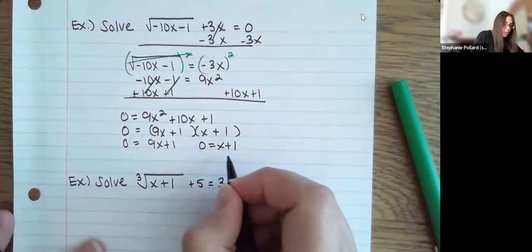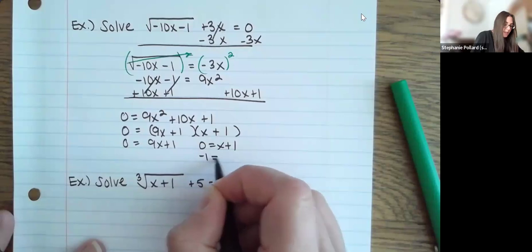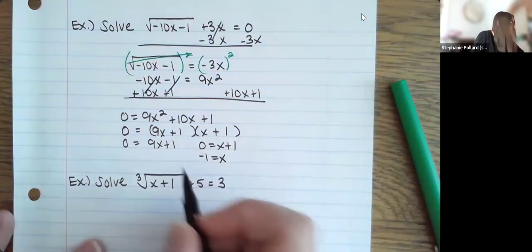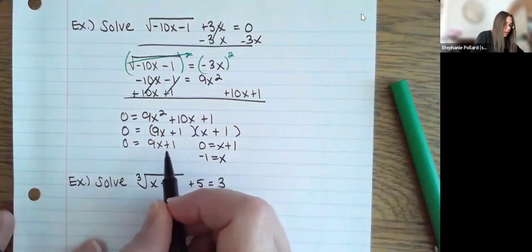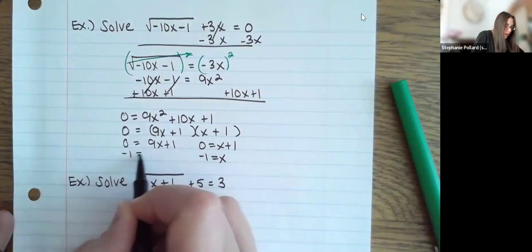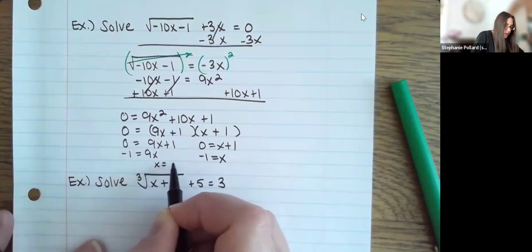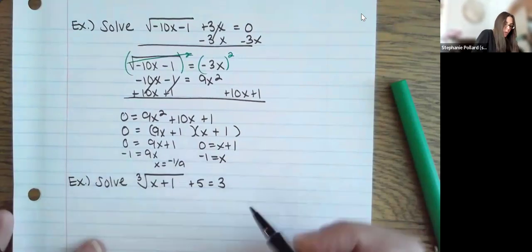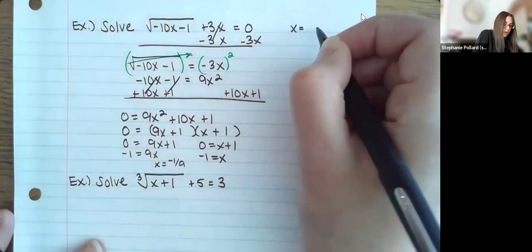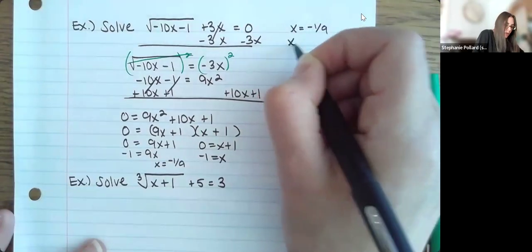So in the first case, I subtract 1 from both sides, and I get x equals -1. In the second case here, I also subtract 1 from both sides, and then I divide by 9, and I have a second answer of x equals -1/9. So my two answers here are x equals -1/9 and x equals -1.